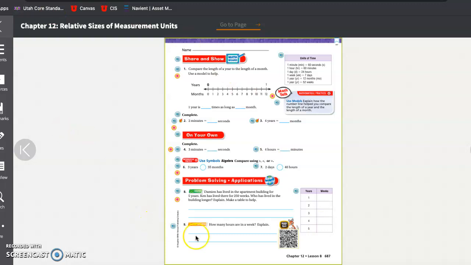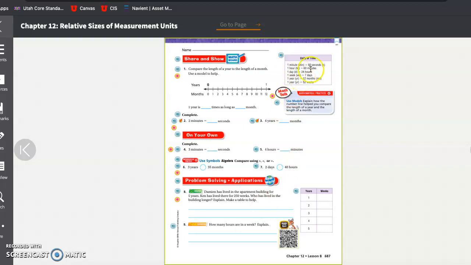Okay, so number 9, the think smarter. How many hours are in 1 week? So it's asking how many hours are in 1 week. That answer is 168 hours. And you can know that. One way that you can solve that is that there's 7 days in 1 week. We know that from our chart up here. There's 7 days in 1 week.